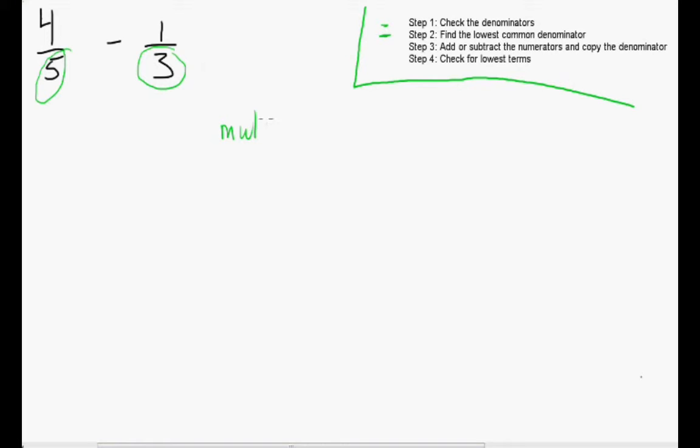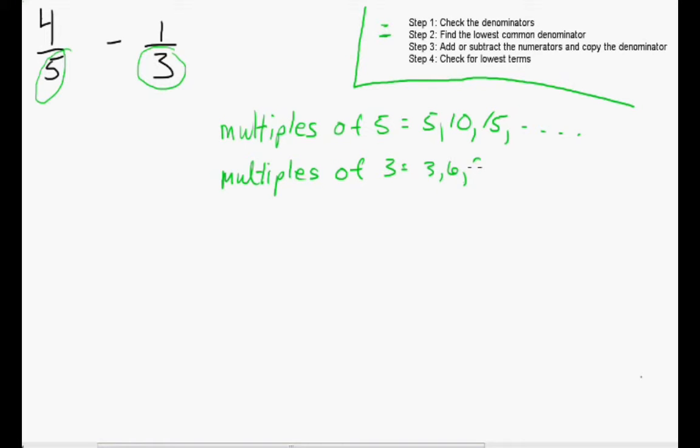In order to do that, we need to list the multiples of both denominators. So the multiples of 5 are 5, 10, 15, and they just keep going. And the multiples of 3 are 3, 6, 9, 12, 15. And they just keep going. So what we're looking for is the lowest common denominator. So we're going to find the lowest common multiple here. Here we see it's 15. So we're going to rewrite these fractions with a denominator of 15.